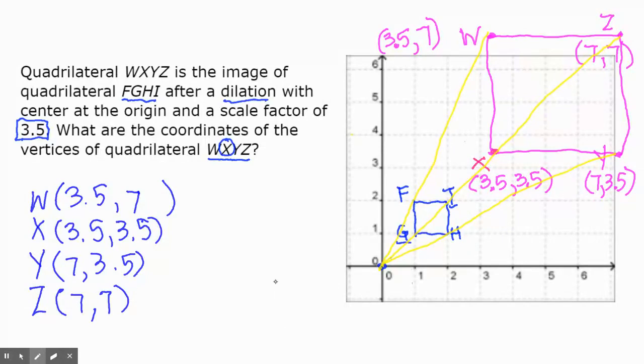The last thing I want you to notice is when I draw rays through the corresponding points from the origin, so F to W, we get straight lines. G to X, I to Z, H to Y. And also the length from the origin to F, if we multiply that by the scale factor, we will get the length from the origin to W. So the scale factor is just all around.